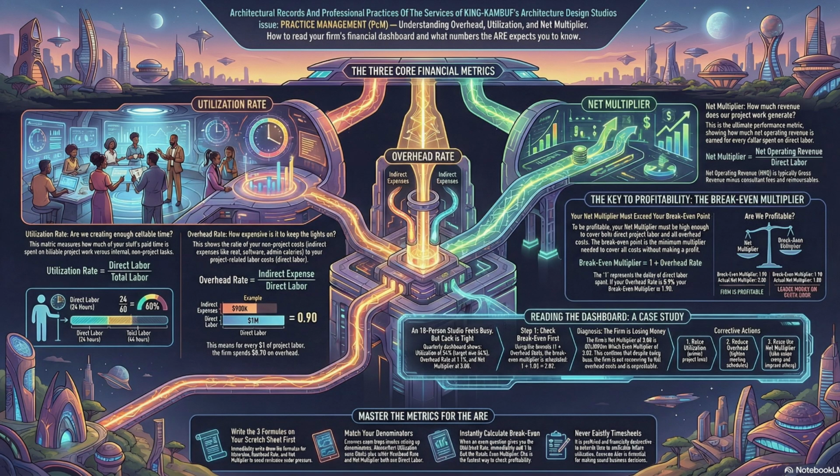One, utilization. Is the firm creating enough project capacity? Are people busy on the right things? Two, overhead rate. Is our support cost appropriate for the revenue we generate? Are we lean enough? And three, net multiplier. Is the firm's pricing and performance successful in converting labor into profitable net revenue? Are we actually making money? And the real power comes from seeing how they interact. The diagnostic combo, or as the source calls it, the squeeze. Yes, the squeeze. When utilization drops, the overhead rate tends to go up and the profit margin gets crushed.